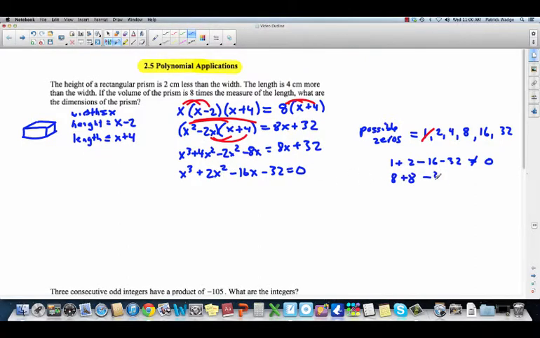16 times 2 is 32. Take away another 32. Does that equal 0? Nope. This one's gone too. Hopefully it'll be soon. We don't want to do this all day.